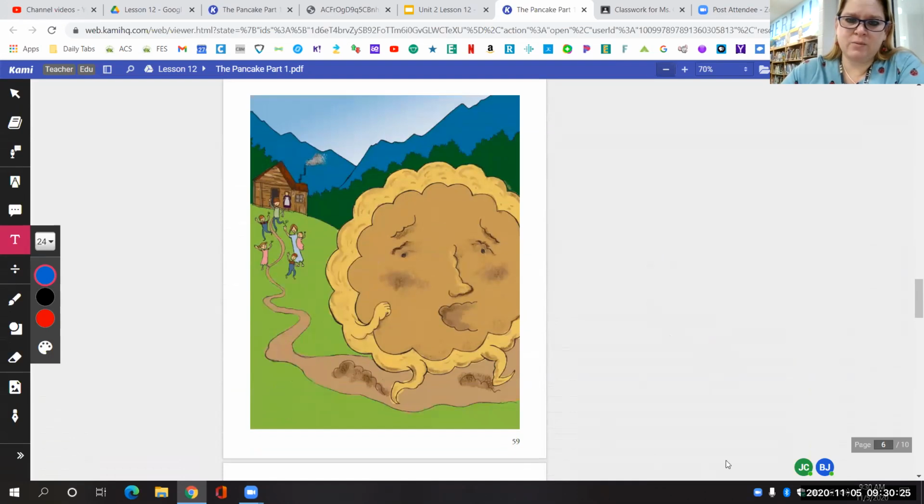Look at that pancake running. You could see the dirt kicking up behind his little pancake legs.